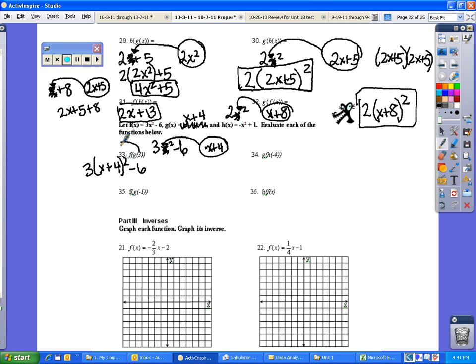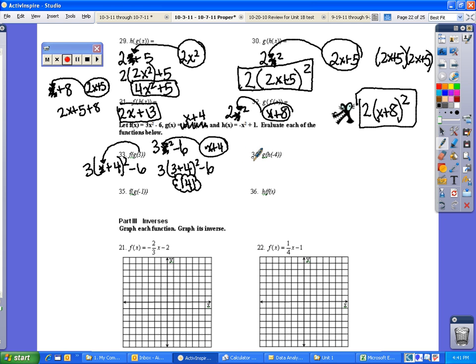So now I'm going to take the 3 and I'm going to replace the x here. So it's going to be 3 times 3 plus 4 squared minus 6. So now 3 plus 4 is 7. 7 squared is 49. 49 times 3 is 147. 147 minus 6 is 141. So that's your answer. So for these, you're getting a single answer because you're actually going to evaluate it for a given value.